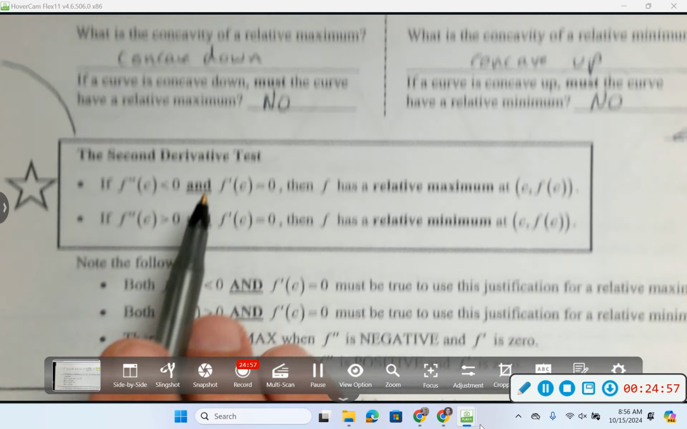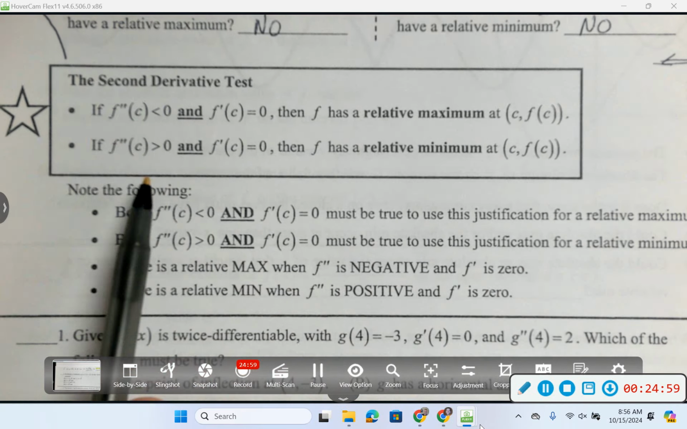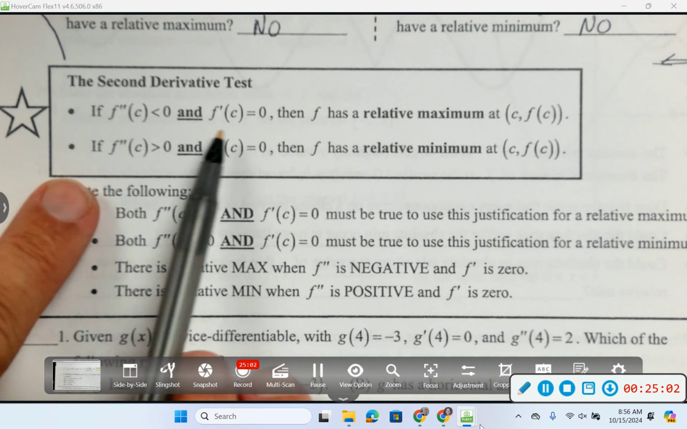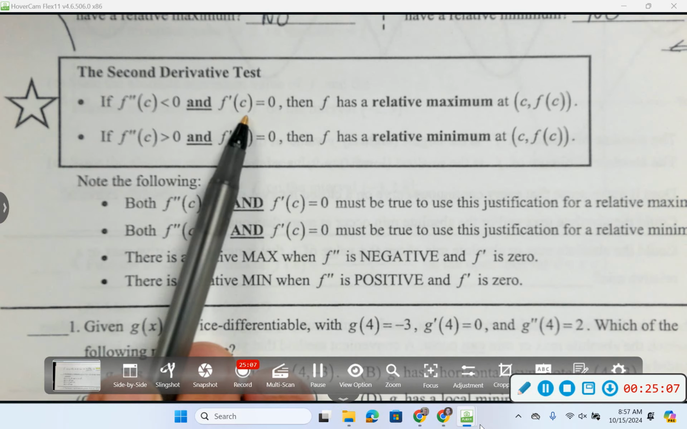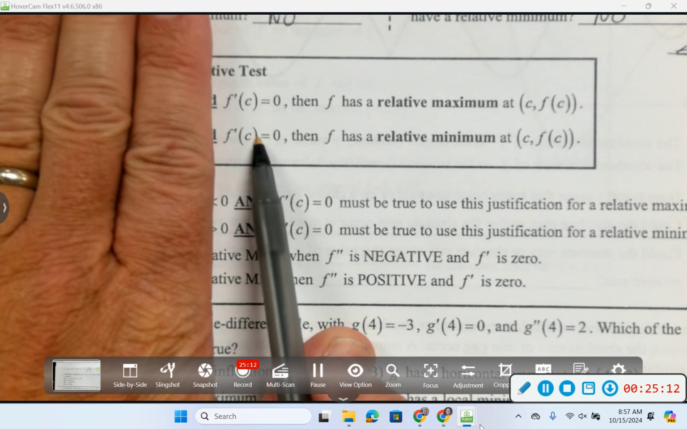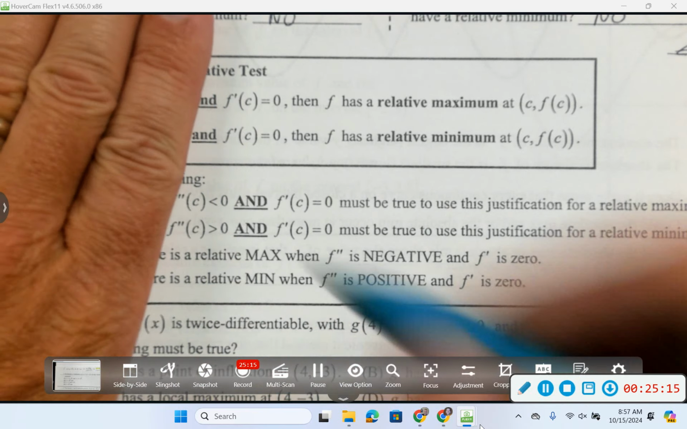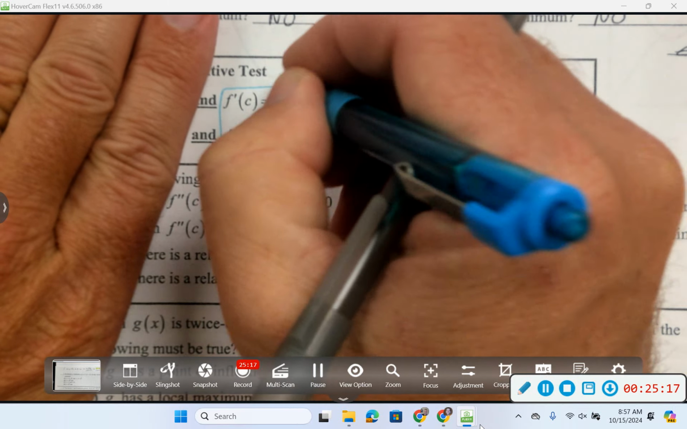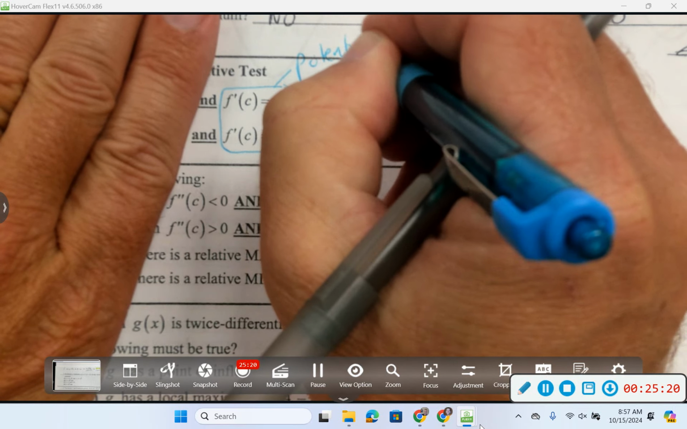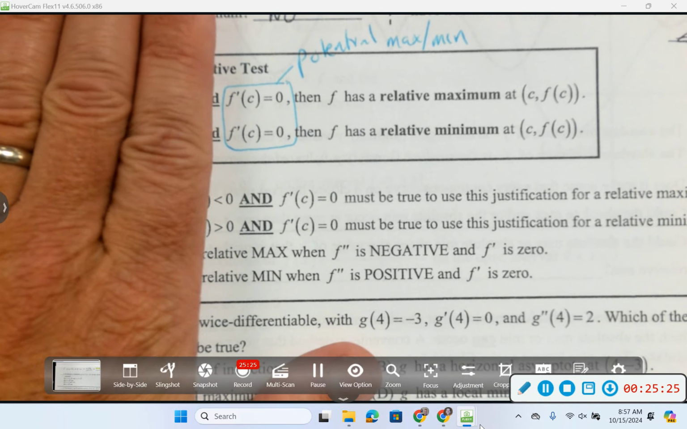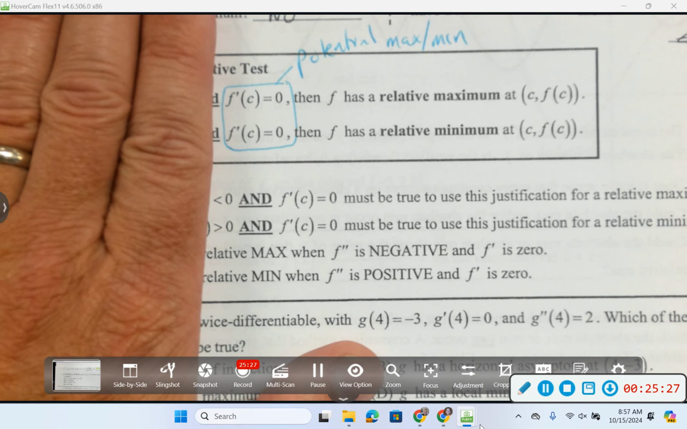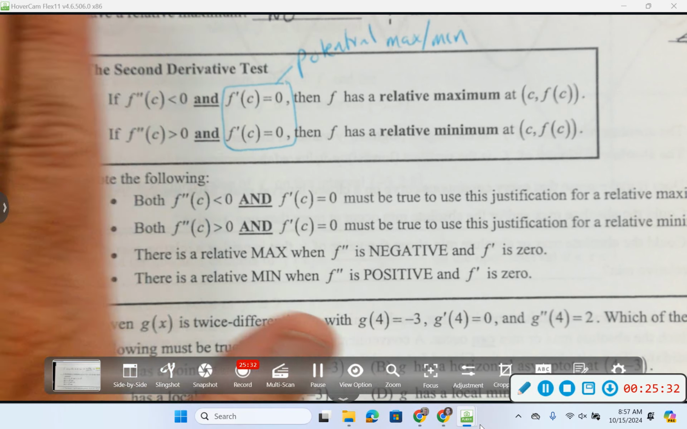Okay, here's the second derivative test. I wish these were in a different order. If the first derivative is 0, that's a critical point, that's a potential max or min. And then usually we put those on a number line and check for increasing, decreasing. But another way to do that is to check the concavity at those points.